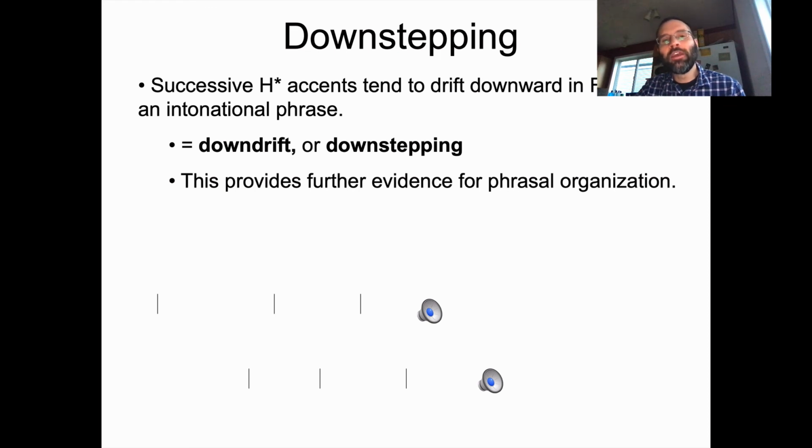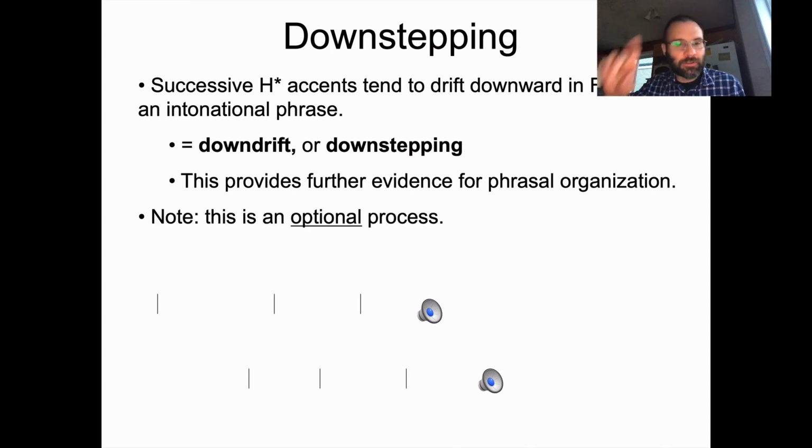Anyways, one of the reasons I'm talking about this, aside from the fun, is that when you do have more than one H star in an intonational phrase, those H star accents will tend to drift downward in F0. This is a phenomenon known as downdrift or downstepping, which is how I'm normally going to refer to it. So this, in addition to the gaps or the breaks we get in between words or phrases in an utterance, is providing further evidence that there's phrasal organization, because this pattern is supposed to reset when you get into a new phrase.